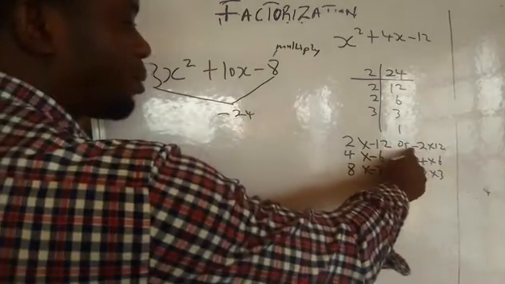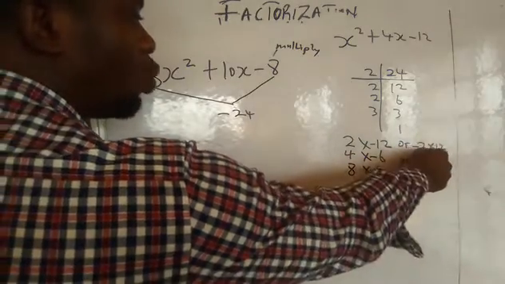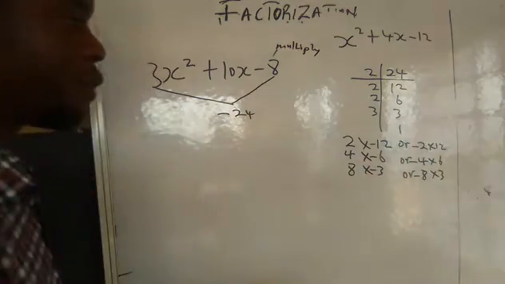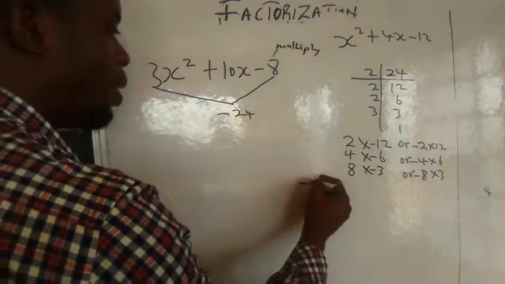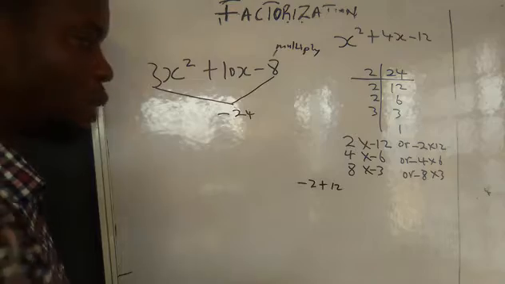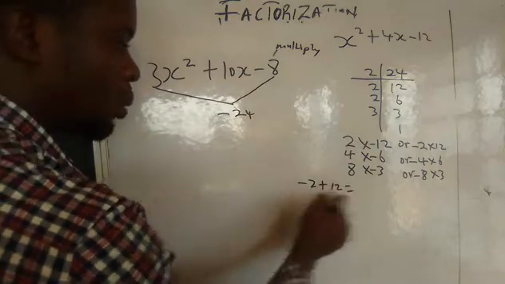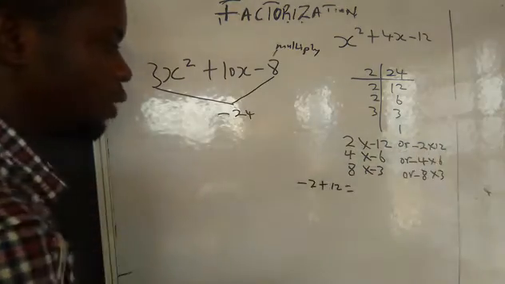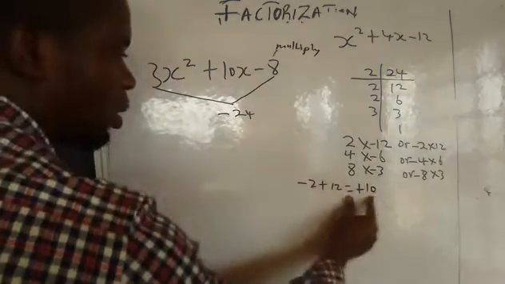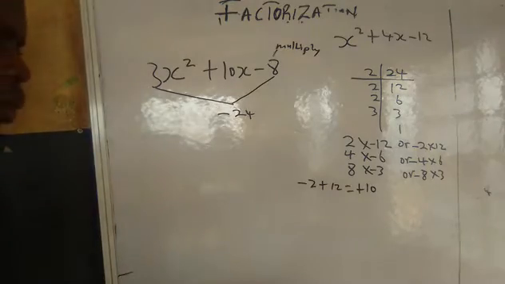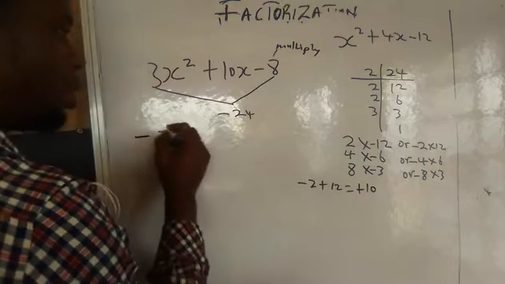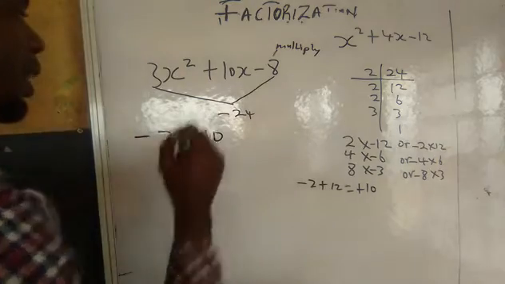Okay, let's try this. Minus 2 times 12 will give us minus 24. Then minus 2 plus 12 is going to give us plus 10. Plus 10, so we choose this. Can you understand that? So we pick now minus 2 and plus 10.